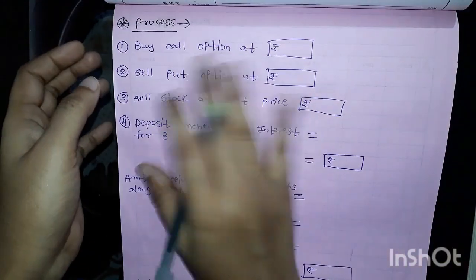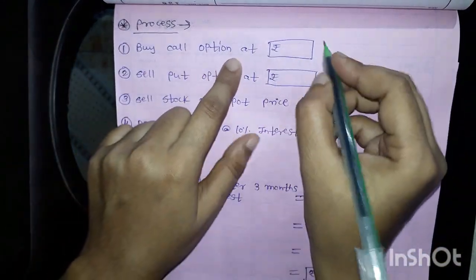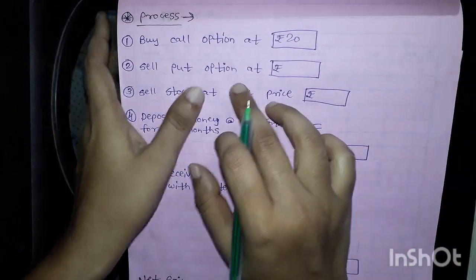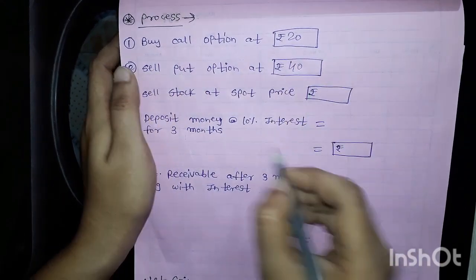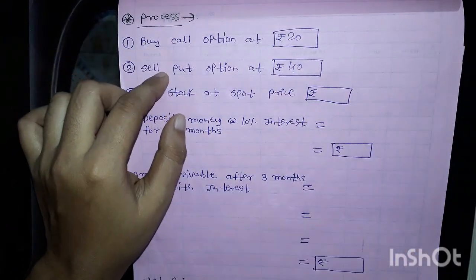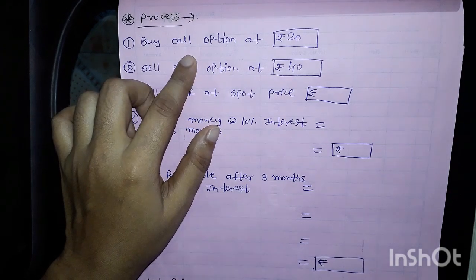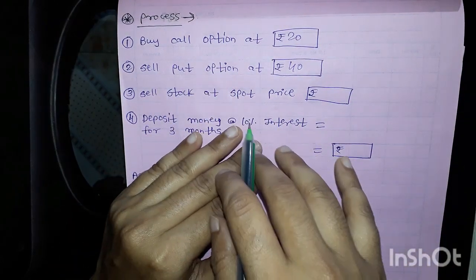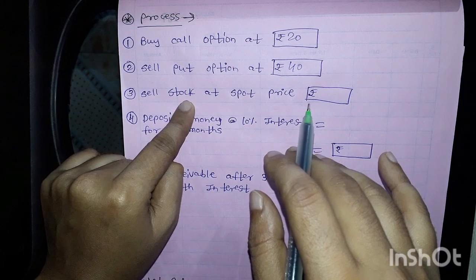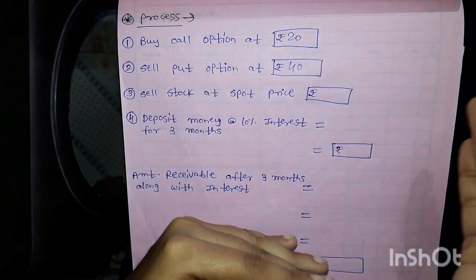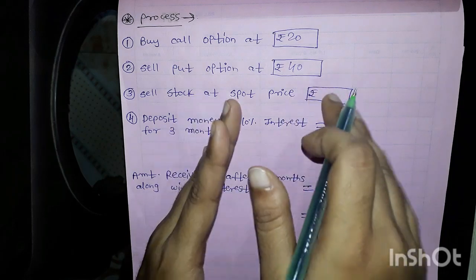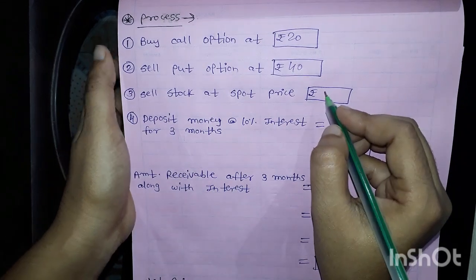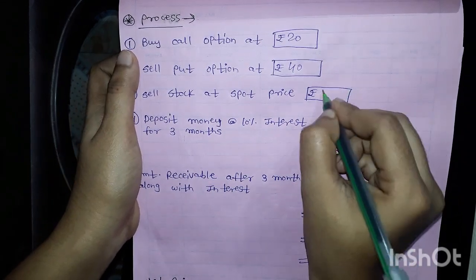So here, in the process, we have decided that we are going to buy a call option at 20, sell the put option at 40 and sell the stock. We are taking the call option, which means the right to buy in the future. So we take the opposite action today, which means we will sell the stock today. Because we want to buy in the future, we need money at that time, so we are selling at spot. We will invest that money and use it later on. The spot price is 180.